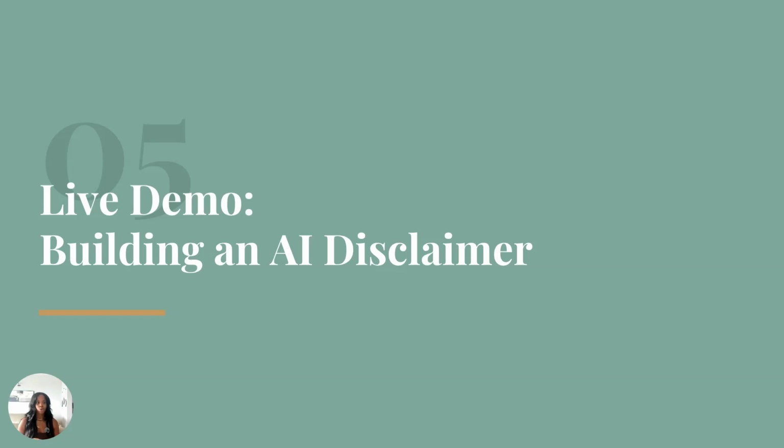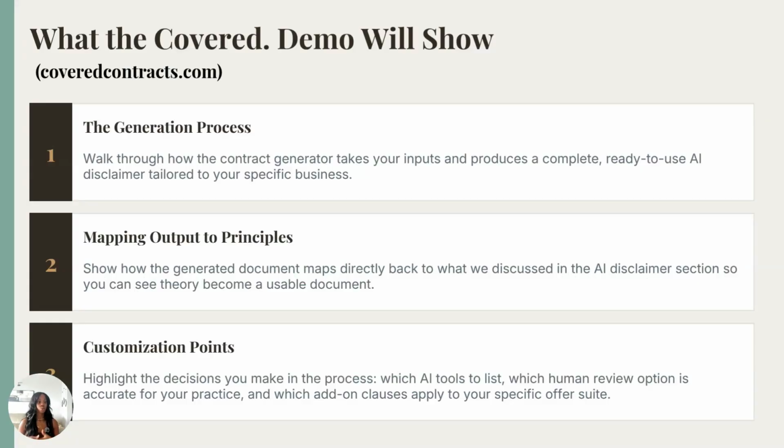Next, we are going to build an AI disclaimer. And we are going to use a tool called Covered, and it is a contract generator that I built. And so we're going to walk through how the contract generator takes your inputs and produces a complete, ready-to-use AI disclaimer tailored to your specific business. I will show you how the generated document maps directly back to what we discussed in the previous section so that you can see theory become a usable document.